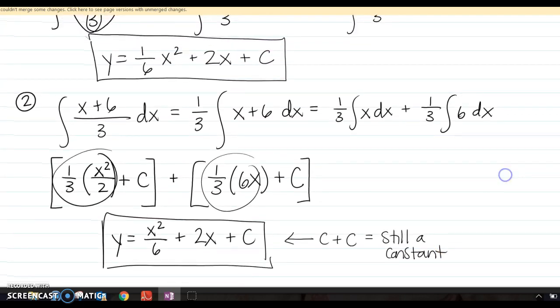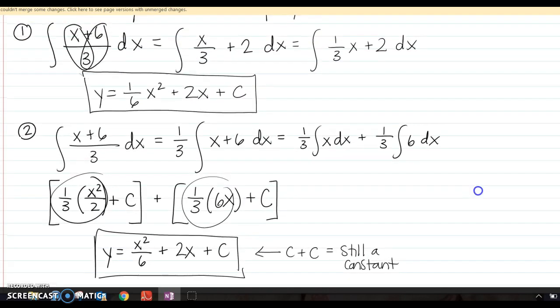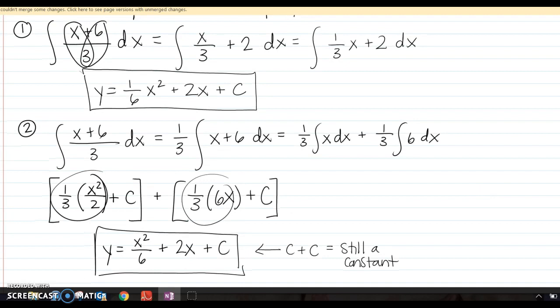So this last piece, if it got a little confusing, keep in mind as long as you can do this integral, x plus 6 over 3, in some way, it really doesn't matter which way you use. I just wanted to show you different ways of rewriting. Okay, so hopefully that was helpful.